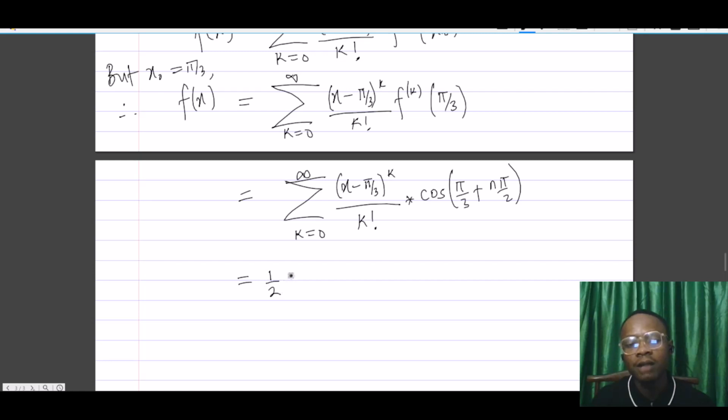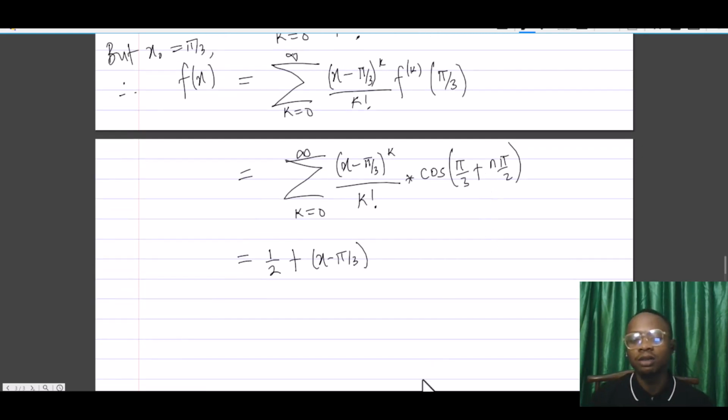Okay, then plus the next thing here is when k is equal to 1. When k is equal to 1, this will give us x minus pi over 3. So let's write that out first: x minus pi over 3, raised to the power of 1, so we leave it like that. Then multiply by cos of pi over 3 plus 1 times pi over 2. So let's get back to our calculator.